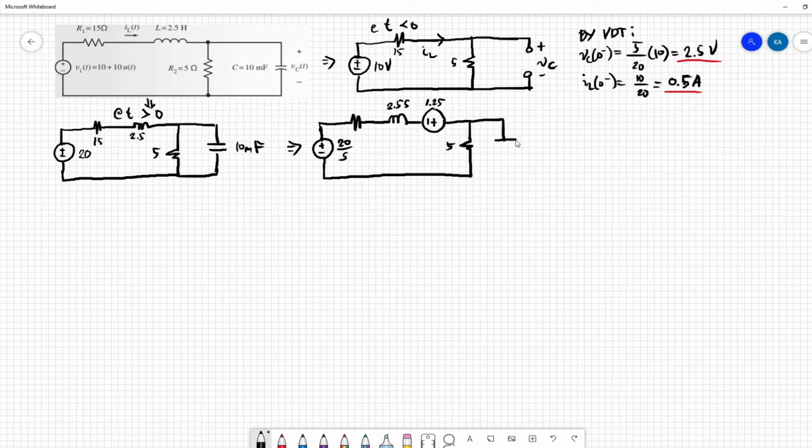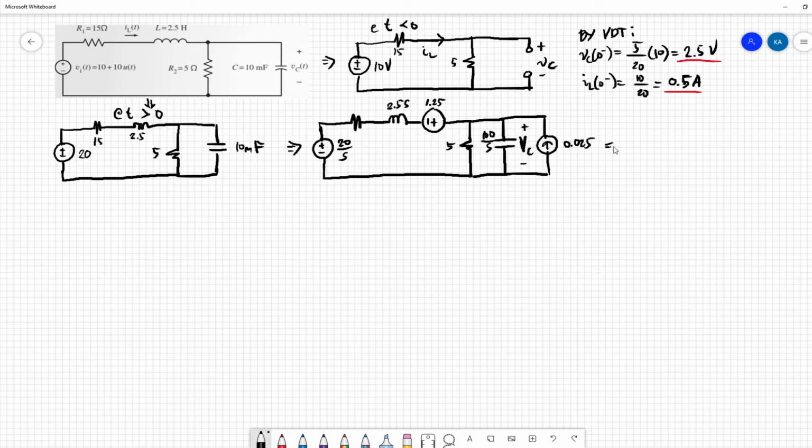And let's use the equivalent circuit for the capacitor. We have 100/s in parallel with a current source with a magnitude of 0.025. So this is C times VC(0-). We have our VC here.